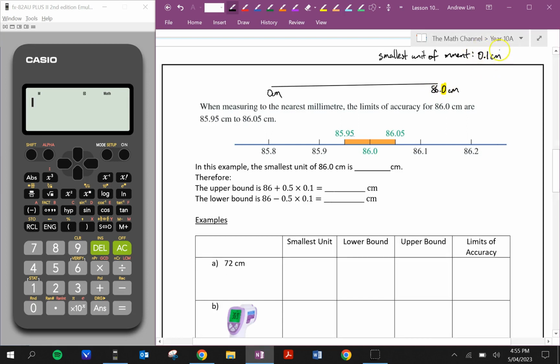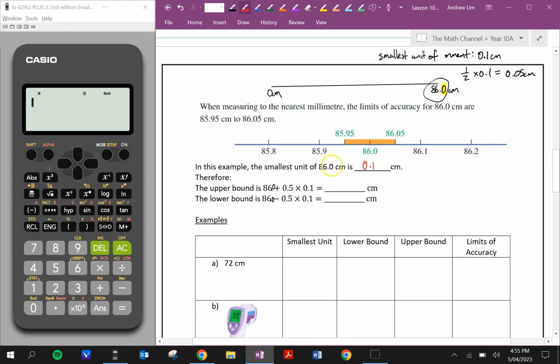So we want half of this, right? Half of 0.1 is 0.05. So we're going to take our measurement of 86.0. So here it should say 86.0. I should probably write this in, by the way, is 0.1 centimeters. Okay, that's the smallest unit.